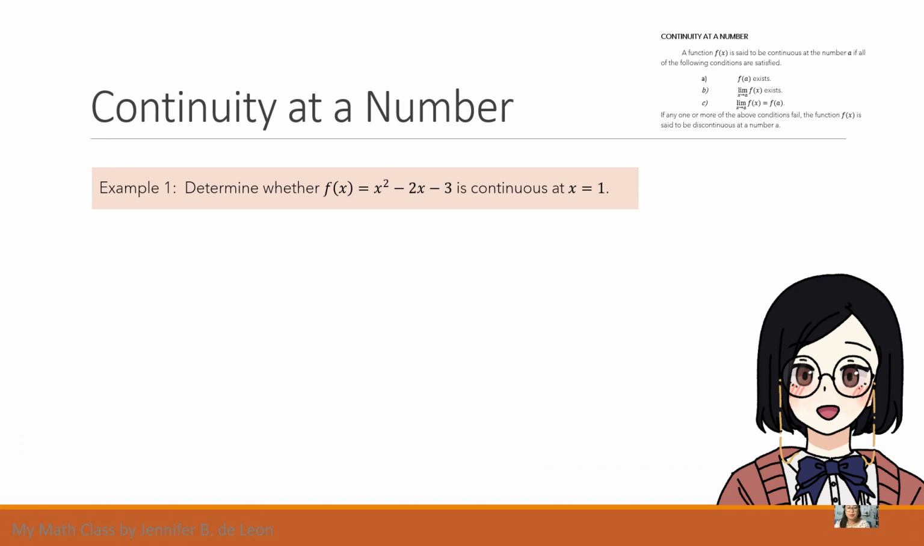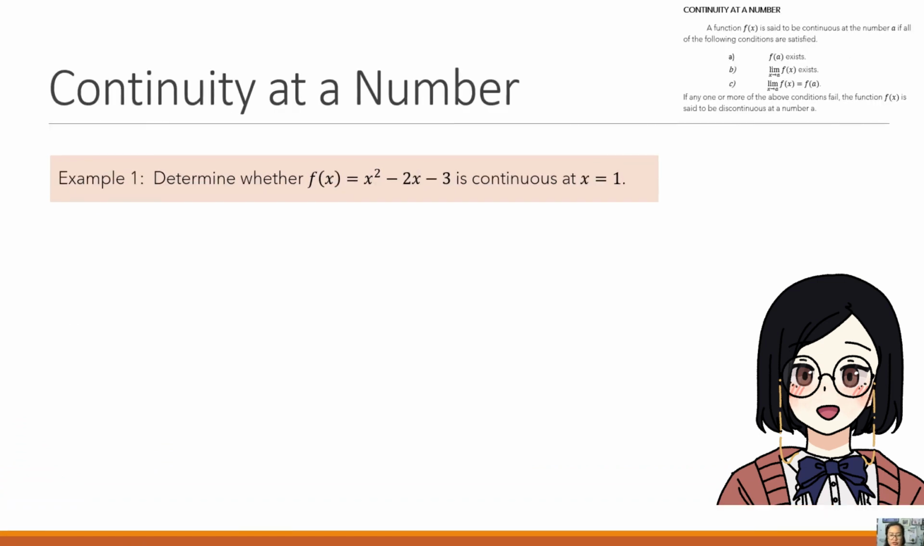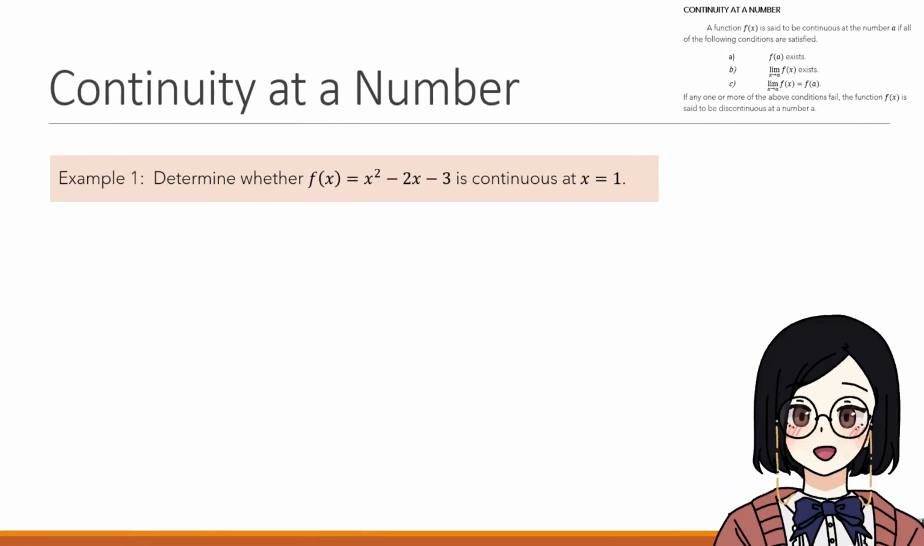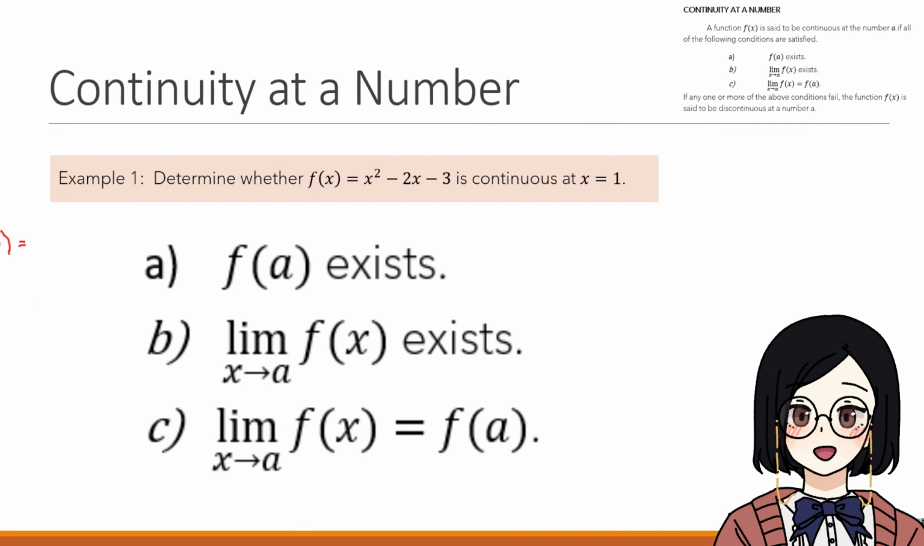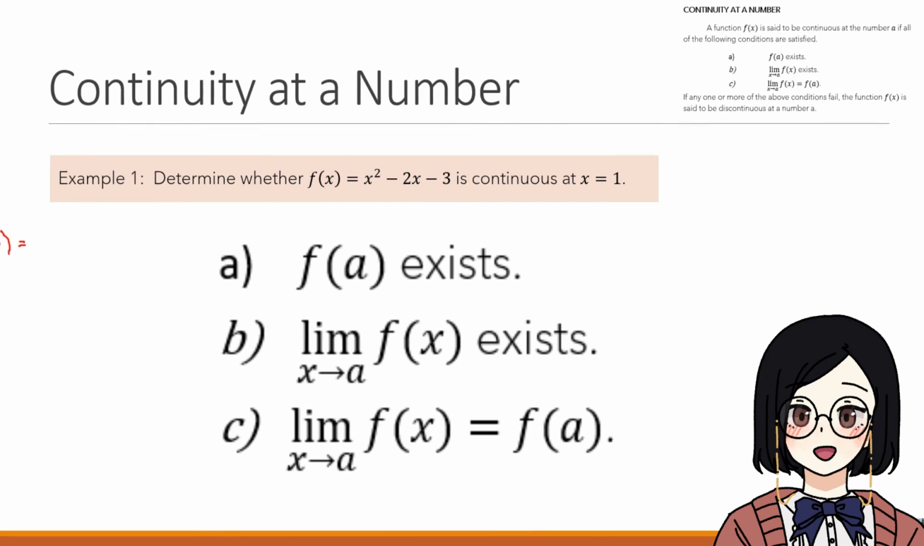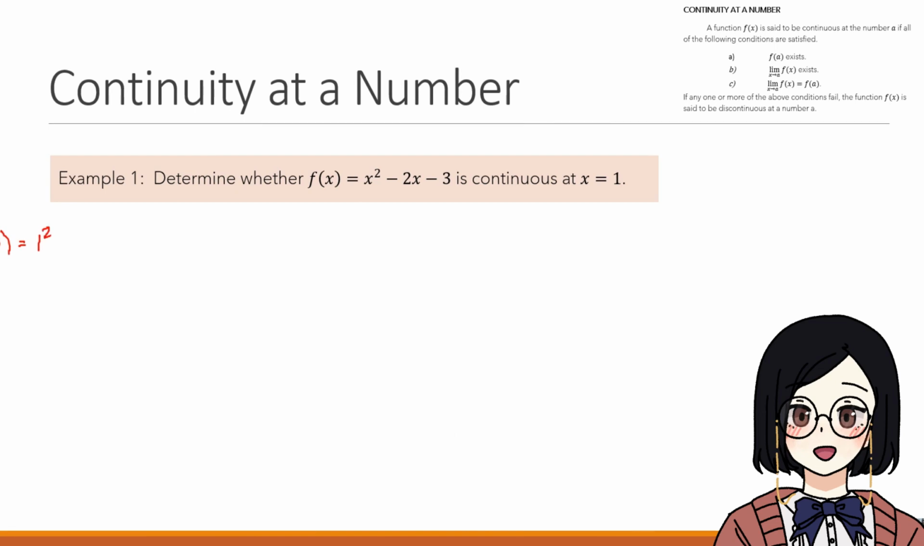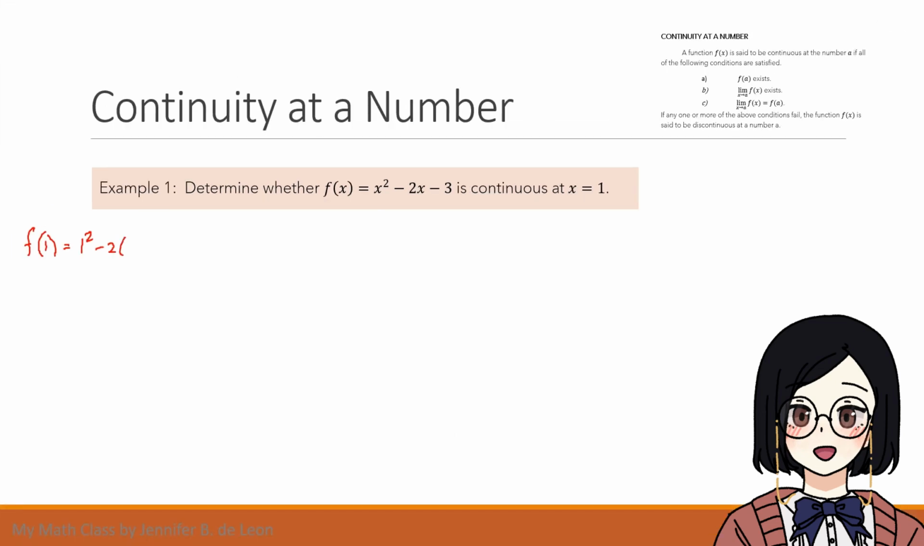Let's work on example number 1. Determine whether f of x equals x squared minus 2x minus 3 is continuous at x equals 1. We now show that the function satisfies all three conditions. So we show that f of 1 exists by evaluating the given function at x equal to 1. So we will have 1 squared minus 2 times 1 minus 3. Simplifying that, we will have negative 4. Therefore, f of 1 exists.